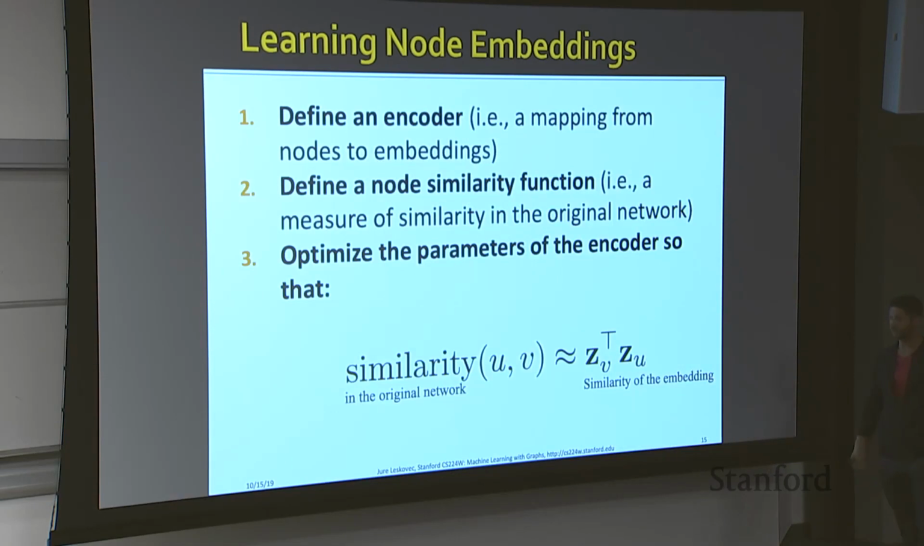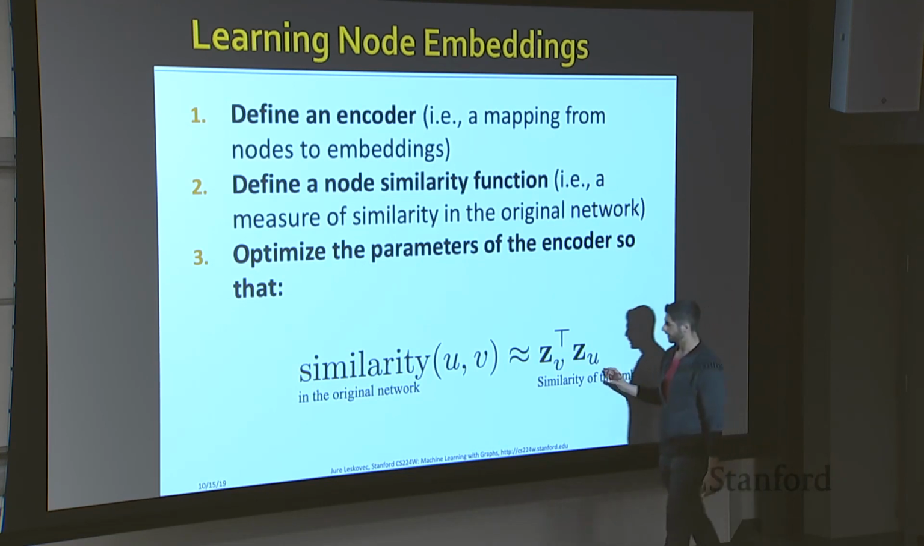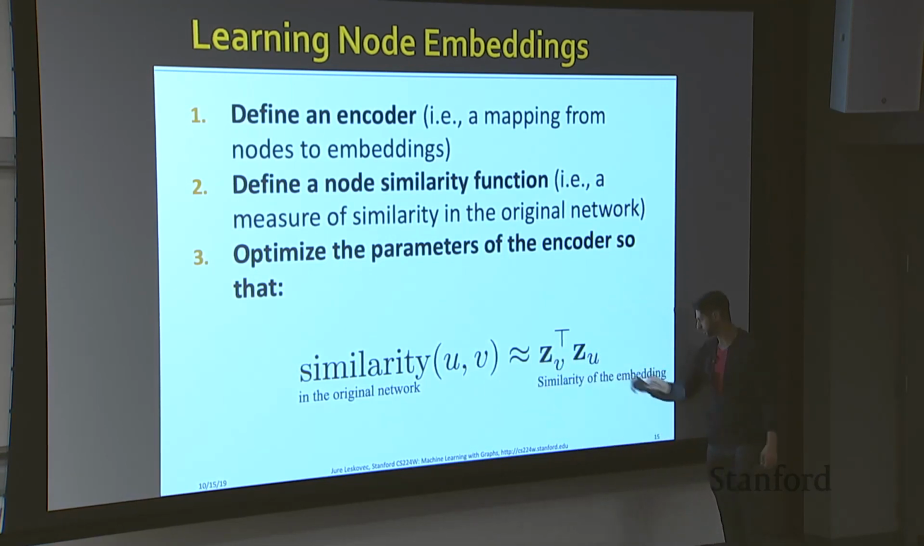So how do we now learn the full pipeline? As we said, first we want to define an encoder. An encoder is this object that maps from the nodes to the embedding space, so from a node in the graph to a vector representation. Then we want to define our node similarity function, for instance, to measure similarity in the original network. And then at the end of the day, we want to optimize the parameters of our encoder in such a way that we get the best possible result for this equation, so that the similarity in the original network is as close as possible to the similarity of the embedding.